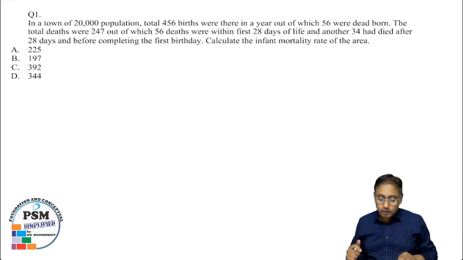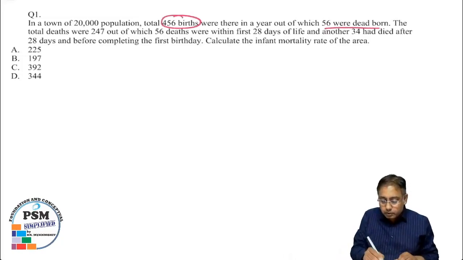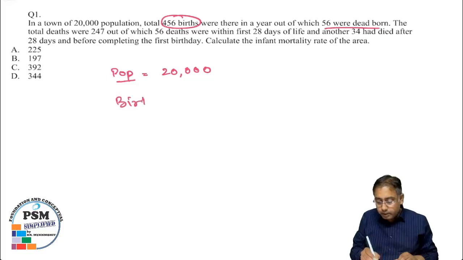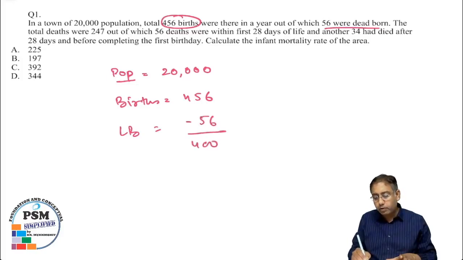In a town of 20,000 population, a total of 456 births were there in a year, out of which 56 were born dead. So you can see that 56 were born dead out of 456 births. How many were the live births? Live births will be equal to 456 minus 56, so there are 400 live births.